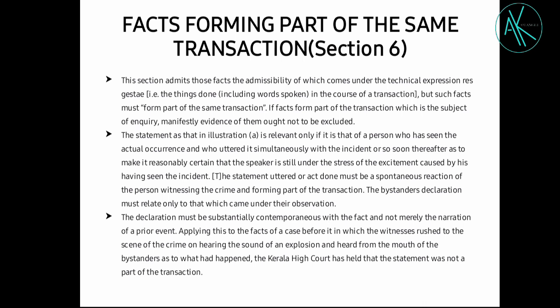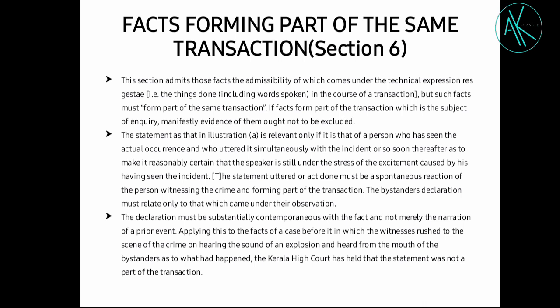This section admits those facts, the admissibility of which comes under the technical expression res gestae, that is, the thing done, including the words spoken in the course of a transaction, but such fact must form a part of the same transaction. If the facts form a part of the transaction which is the subject of inquiry, manifestly evidence of them ought not to be excluded.